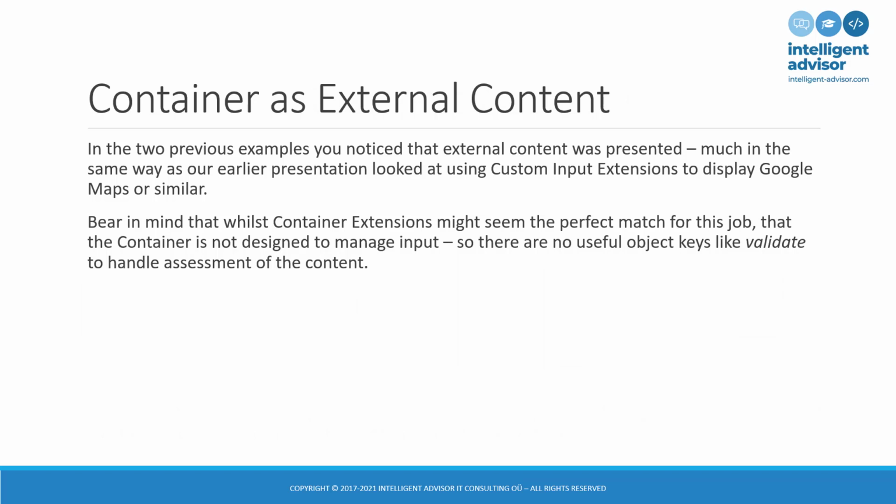So in those two examples, we were presenting external content. You could say in a way that, well, isn't that the same as the stuff you showed us a few weeks ago in the custom input extensions video? Is that not the same as just saying, I'm going to display a map in a label? Well, bear in mind that the choice of control or control extension depends on what you want to do with it. If you wanted to let someone select a location on a map, and you wanted to validate that location in some way, or you wanted to update, clearly it's an input control, whereas a container could show a map.